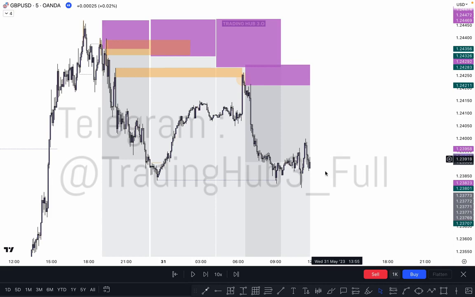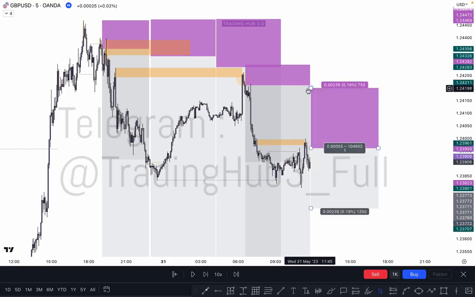So in this case, the same thing happened here. This one is broken, and then what happened here? It took out the inducement, and you have to sell on this unmitigated order block. Where is this one? This is your unmitigated order block here. You can sell here at this point, right?